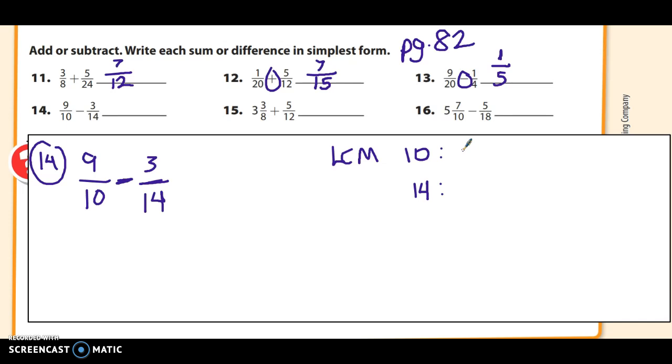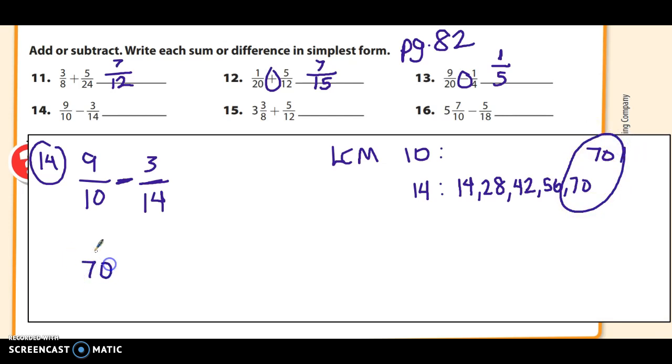So if I use a multiplication chart, I would know that it's 14, then 28, then 42, then 56, then 70. And I know I'm done there because 70 is obviously a multiple of 10 because it ends in 0. So that's my LCM, 70. So I can rewrite this as my denominator will be 70.